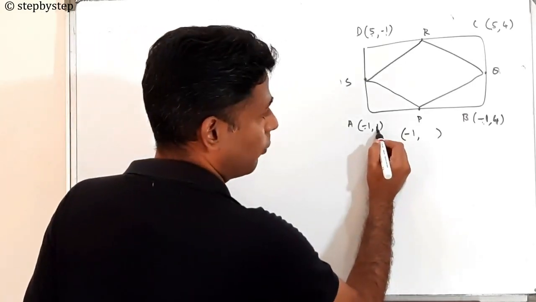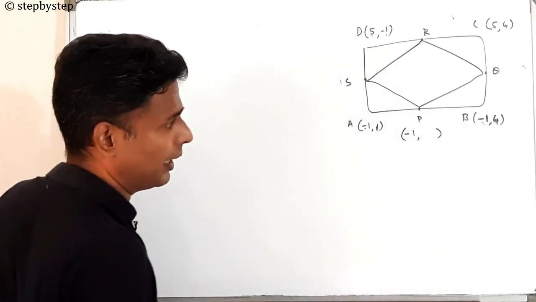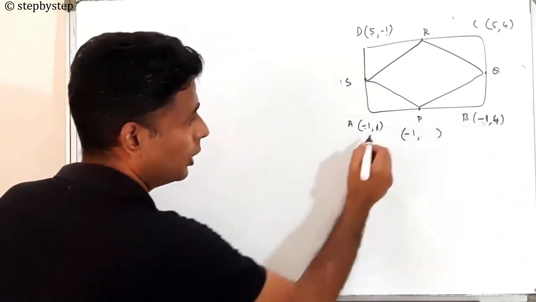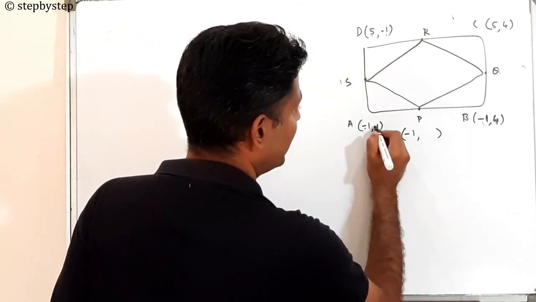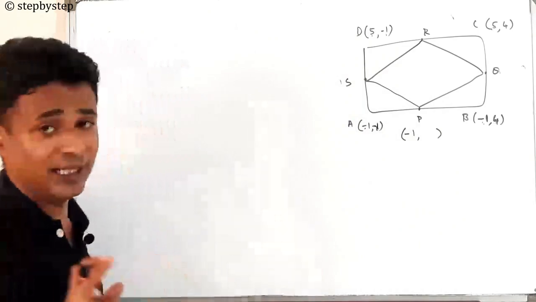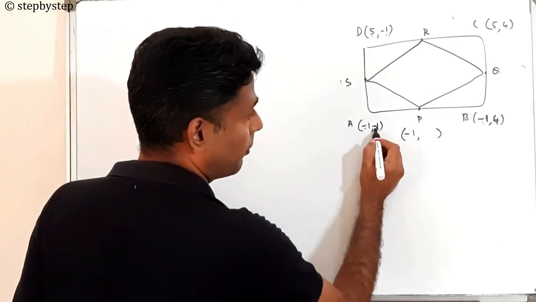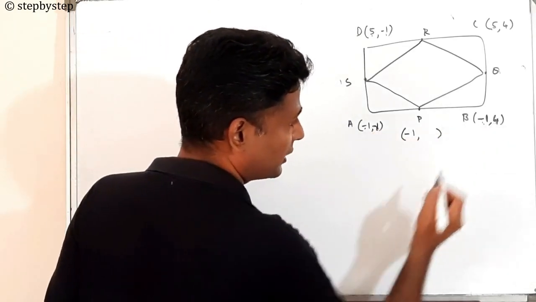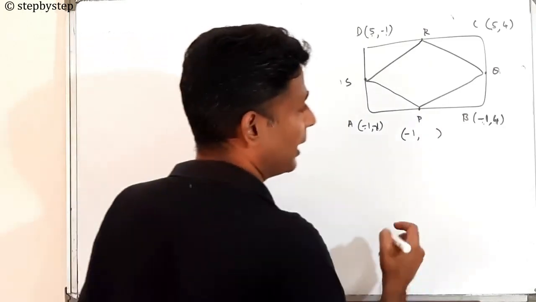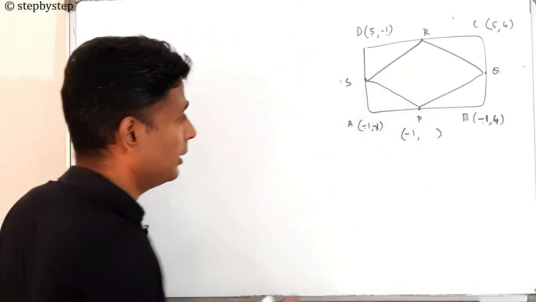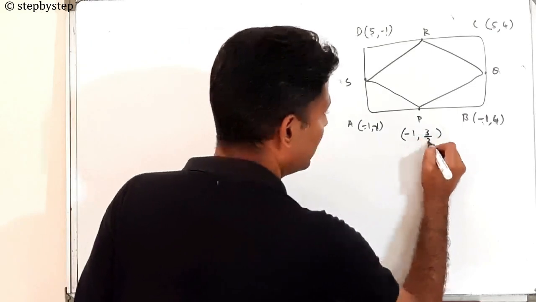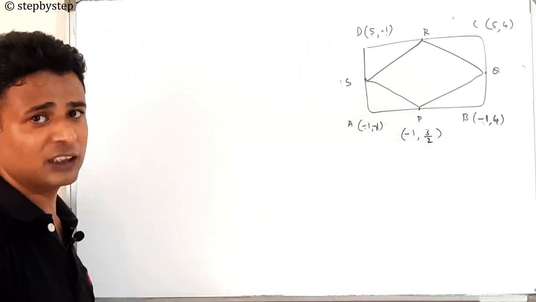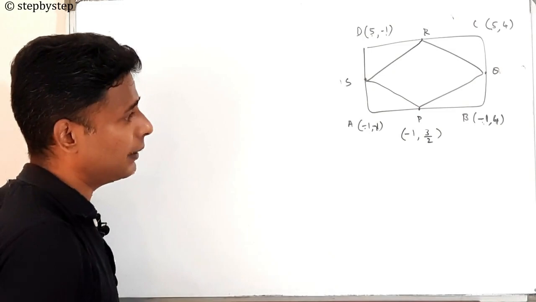Similarly, the y coordinate is (y1 + y2) by 2. So it is minus 1 over here, the coordinate given is minus 1. So y1, that is minus 1 plus 4, right? Minus 1 plus 4 is 3 by 2. So we get 3 by 2.